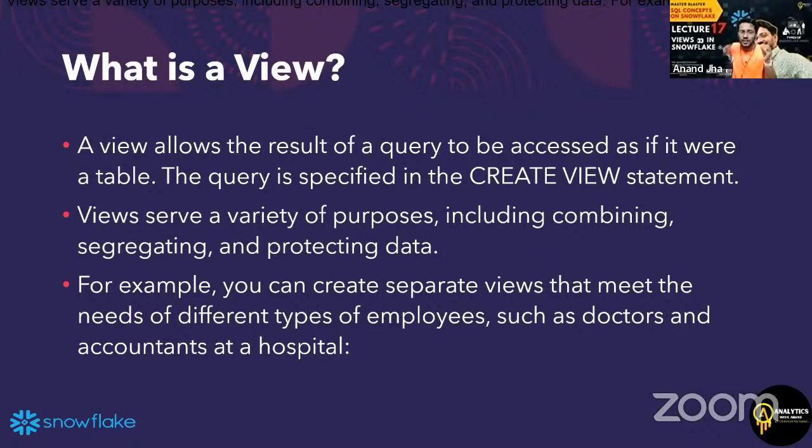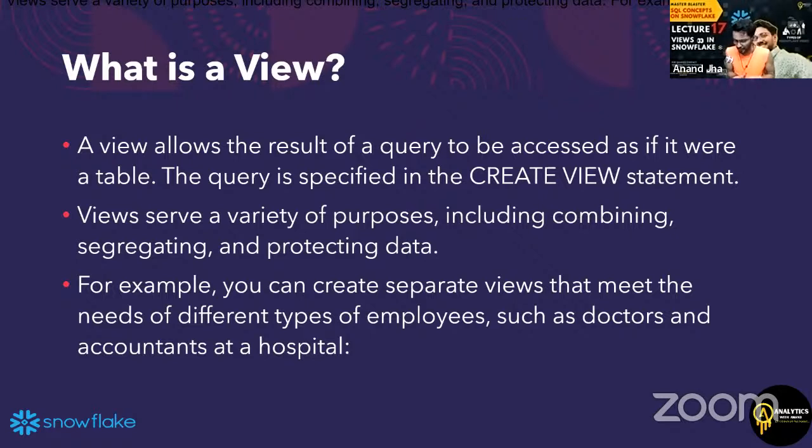A view allows the result of a query to be accessed as if it were a table, right? Whenever you are writing select star from any table, or any query, you are getting a certain number of records, 10 records, 20 records, 100 records. Views allow the result of a query to be accessed as if it were a table. Consider that the result you are getting is stored in some table. The query is specified in the create view statement. The syntax remains the same. How you create a table, in the same way you'll be creating a view.